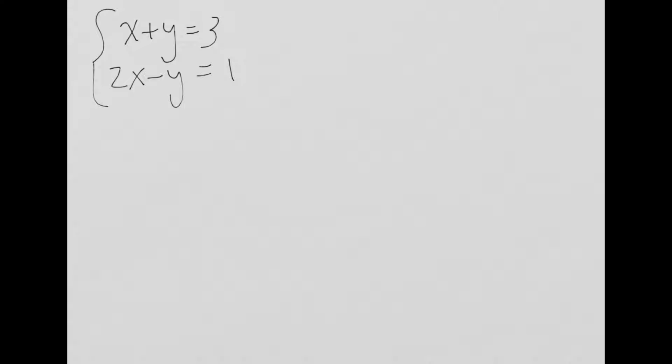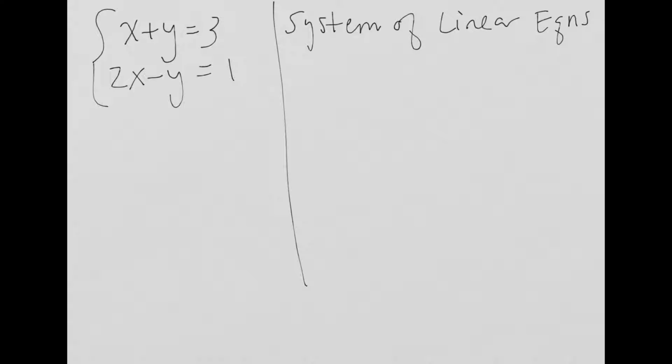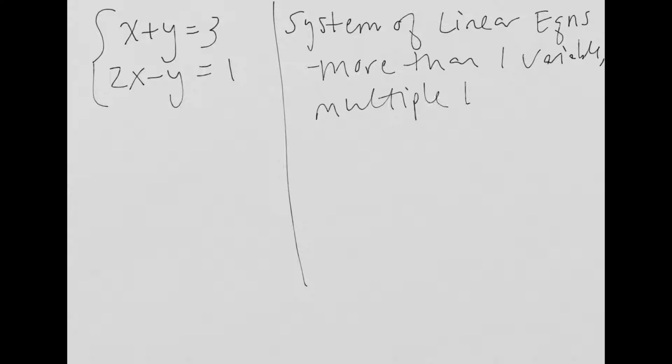All the powers are 1, but at the same time, I have more than one variable and more than one equation. So that's a system of linear equations. So maybe we'll write that down over here. So a system of linear equations. So we have more than one variable, and we have multiple linear equations.